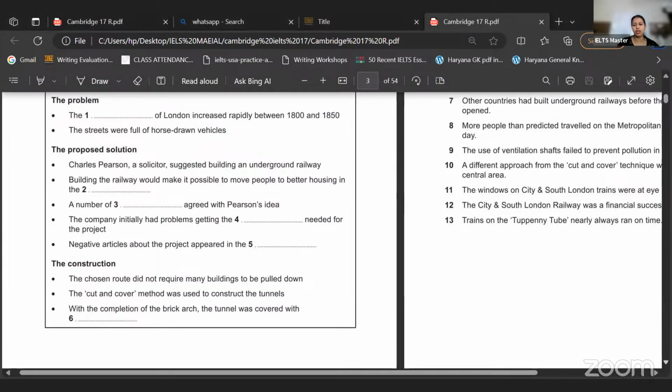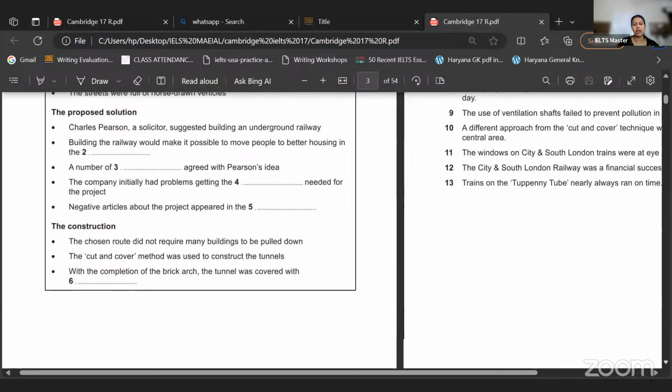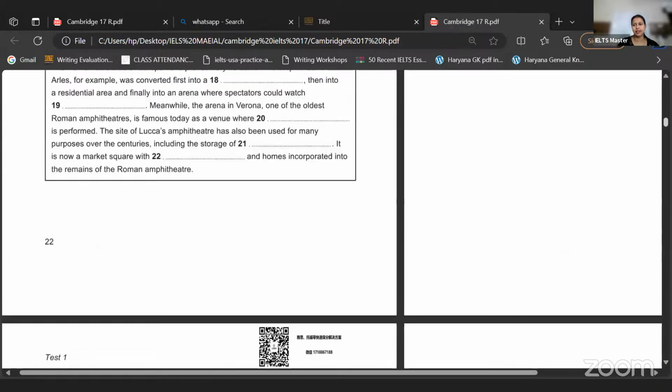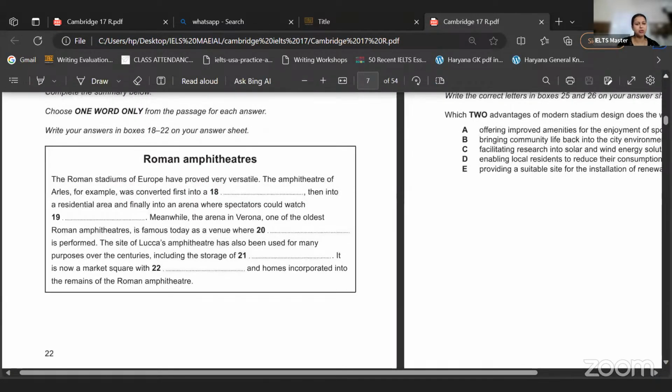Similarly, if I move on to the summary completion, so if I take out page number 22, Roman amphitheaters. Can you see this? Choose one word only. So this is called summary completion, in which you are being given a summary with the instruction to choose one word only. You have to find out from the passage and then you have to write.